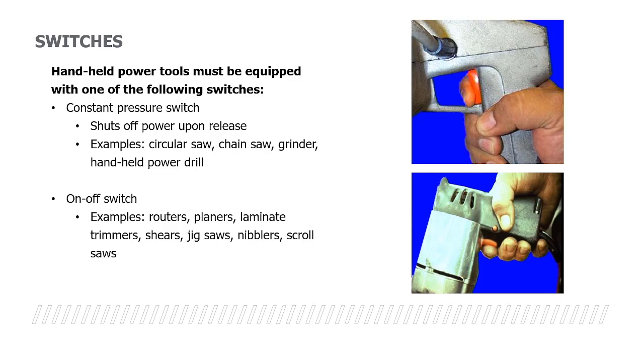Handheld power tools must be equipped with one of the following types of switches. A constant pressure switch is the one that shuts off the power upon release. You push the button in, your finger comes off of it, and the tool is designed so that it shuts off instantaneously. Examples would be a circular saw, a chainsaw, grinders, and handheld power drills. And then of course you have some tools that have an on and off switch. A good example of that would be your routers, planers, laminate trimmers, shears, jigsaws, nibblers, and scroll saws.